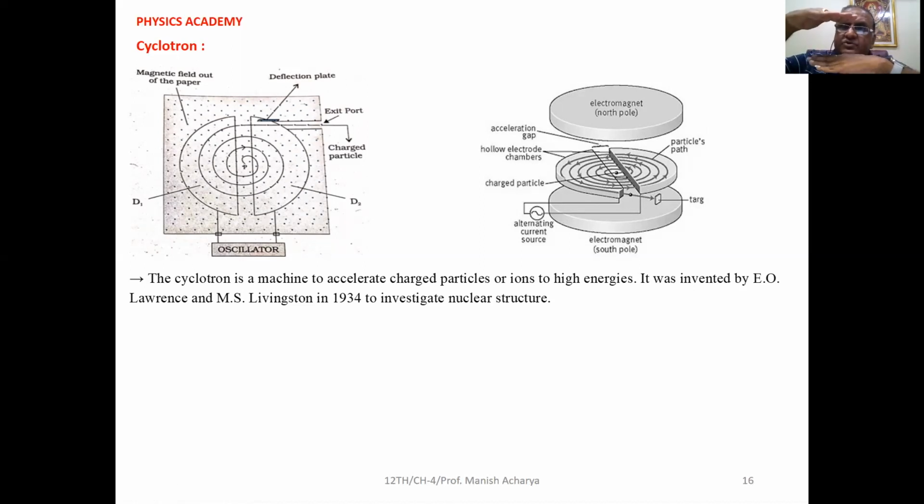Now between these two poles of the magnets, there is a box in the shape of D. So these two boxes are known as Ds because their shape is like the letter D, and these are hollow Ds.